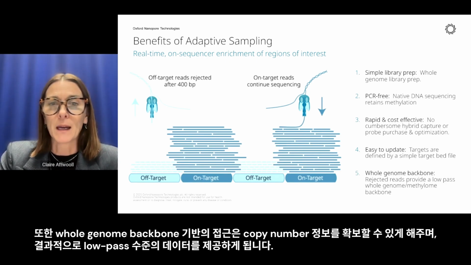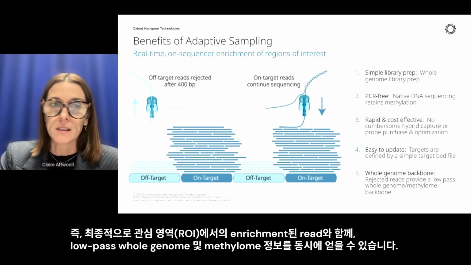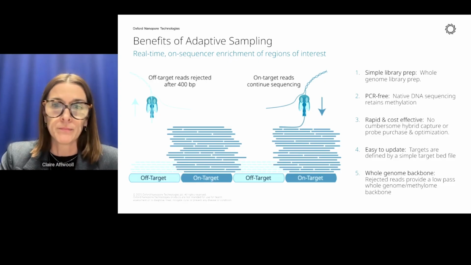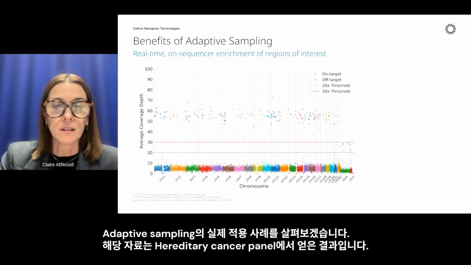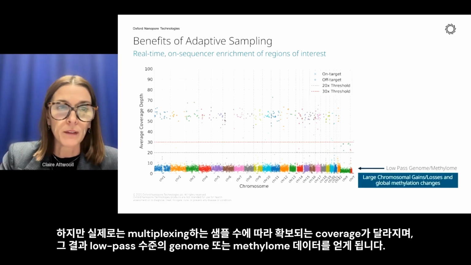And that whole genome backbone that I recommended provides us with the information to get a copy number. So we have a low pass. Essentially what you get at the end is enriched reads of interest and then a low pass whole genome or whole methylome. So what that looks like in practice, this is a snapshot from our hereditary cancer panel that I'm going to talk about in a moment. In practice, what you get is this low pass genome or methylome.